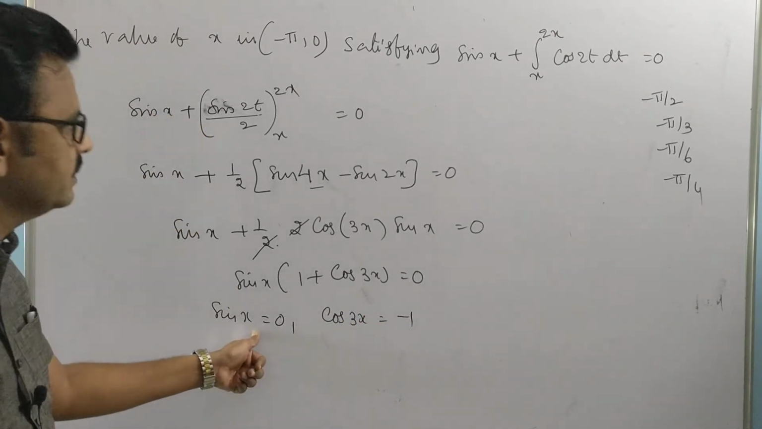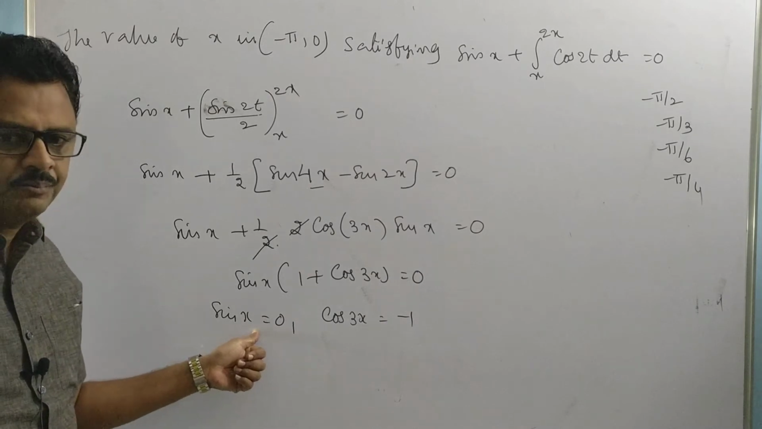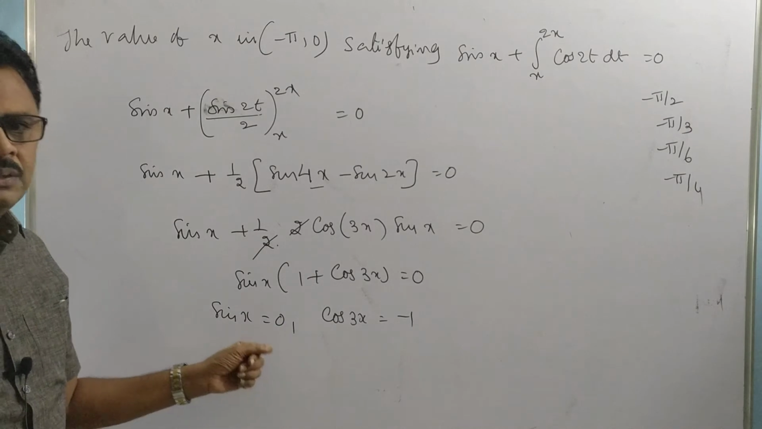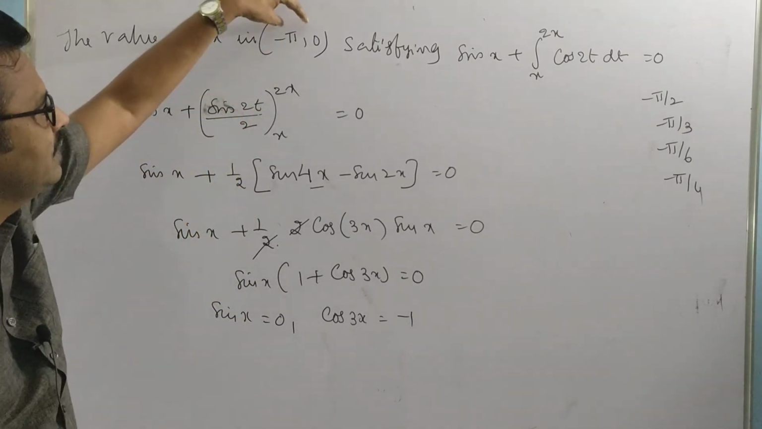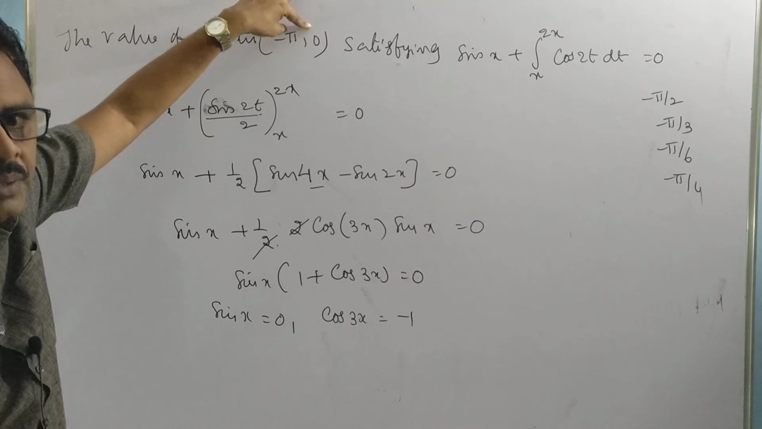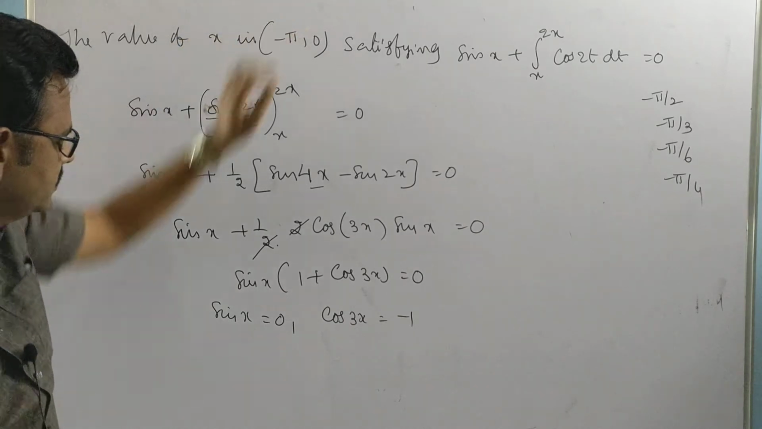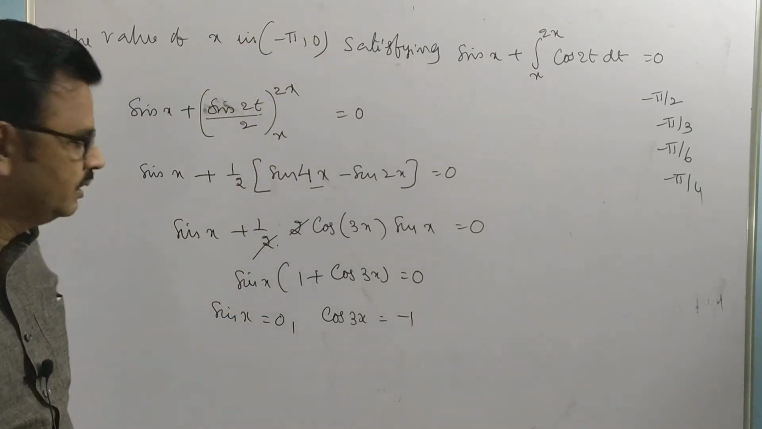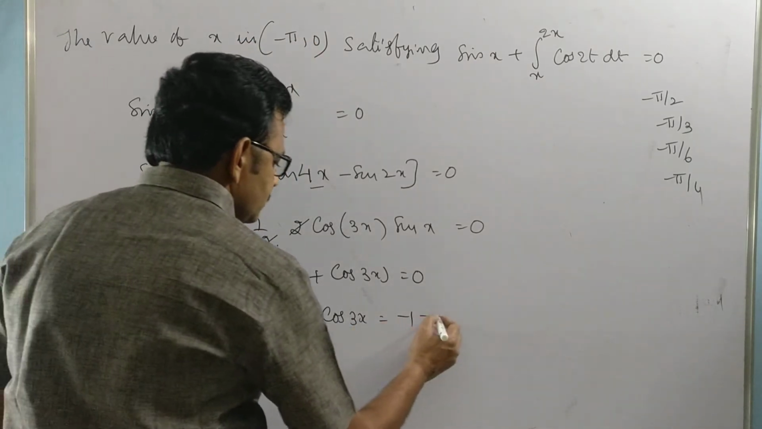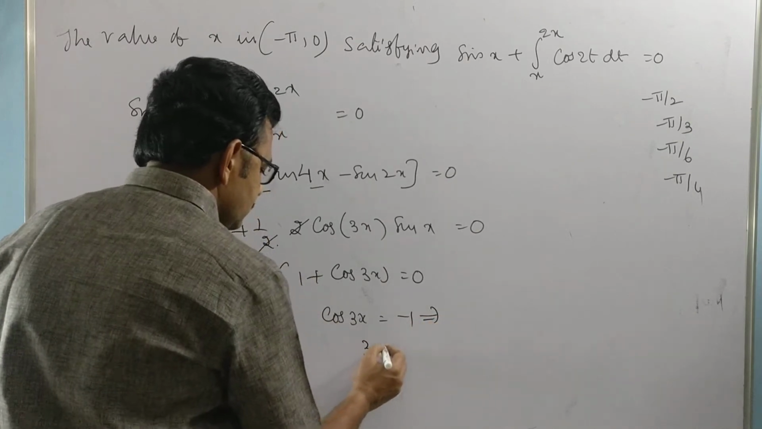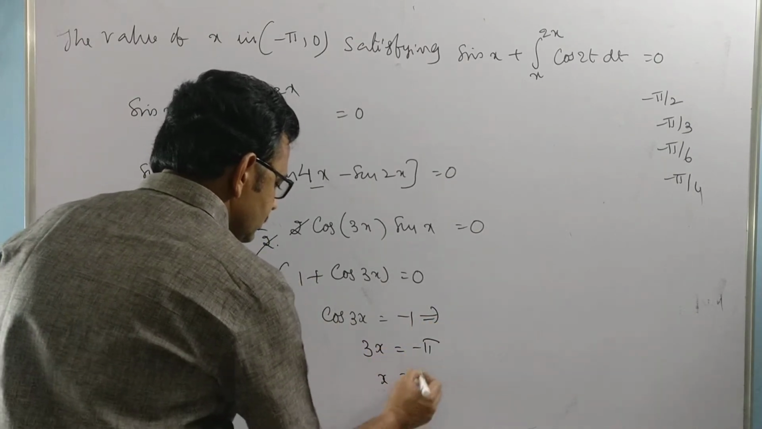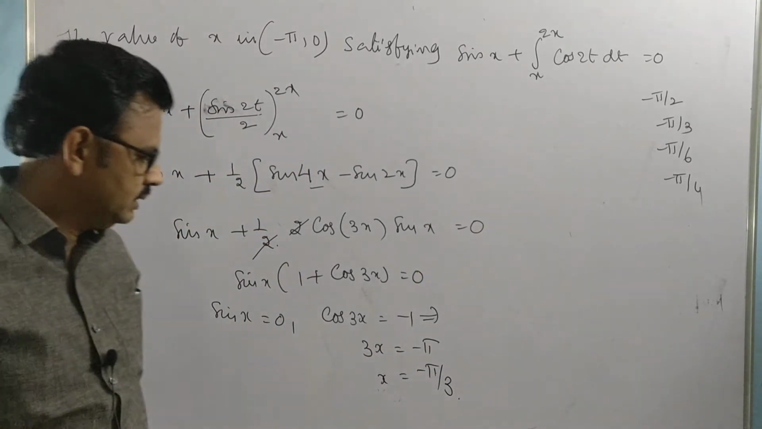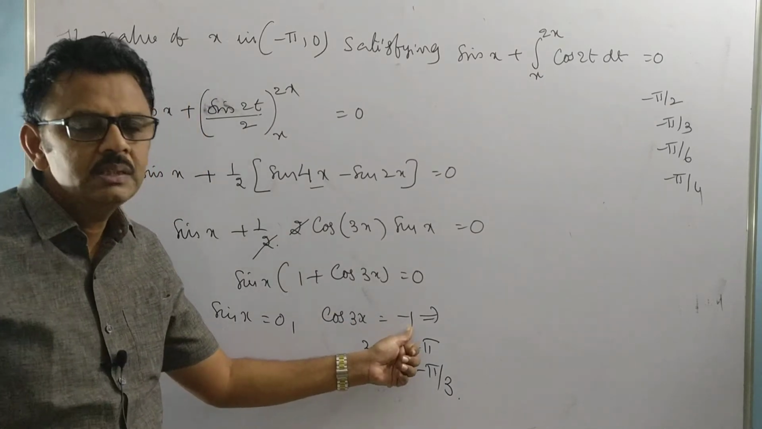Sin x equal to 0 means what? x equal to nπ. Sin π is 0, sin of minus π is also 0, sin 0 is also 0, but it is given in the interval (-π, 0), which is an open interval. So no value of x has sin x equal to 0 in this open interval. Therefore cos 3x equal to minus 1 implies 3x is equal to minus π, x is equal to minus π/3. Okay? Cos 3x equal to minus 1 means what? Which is cos π.